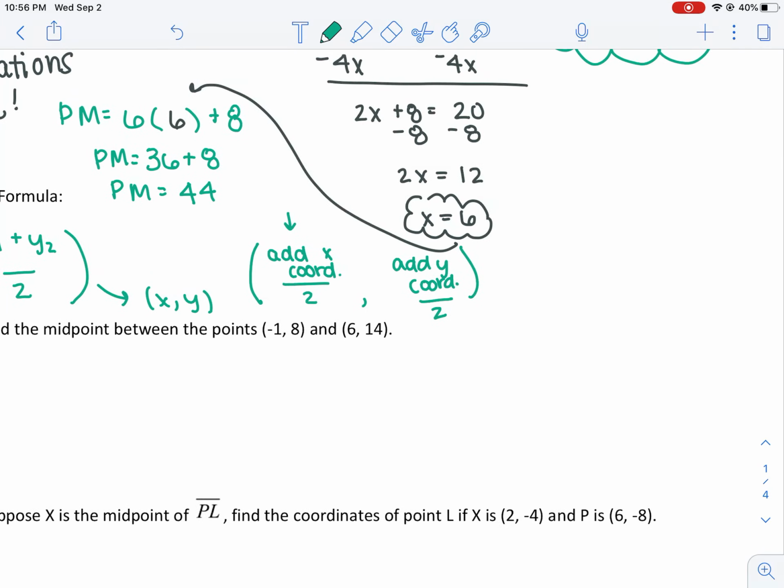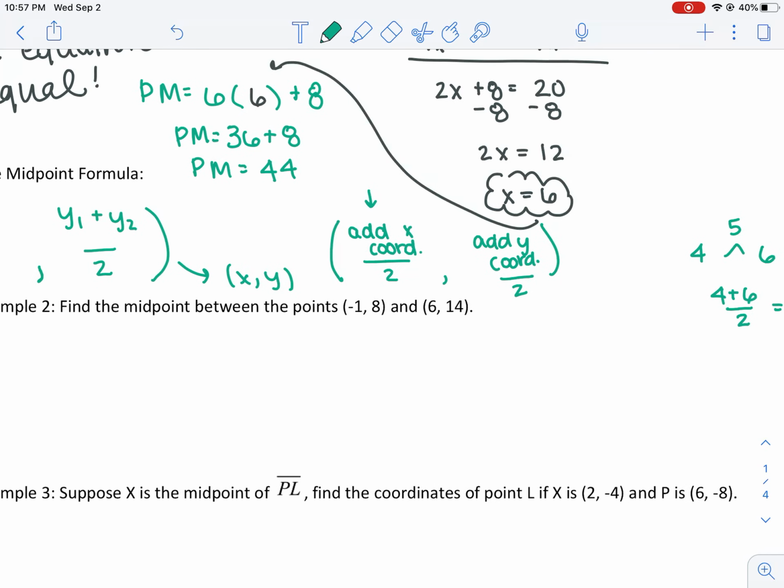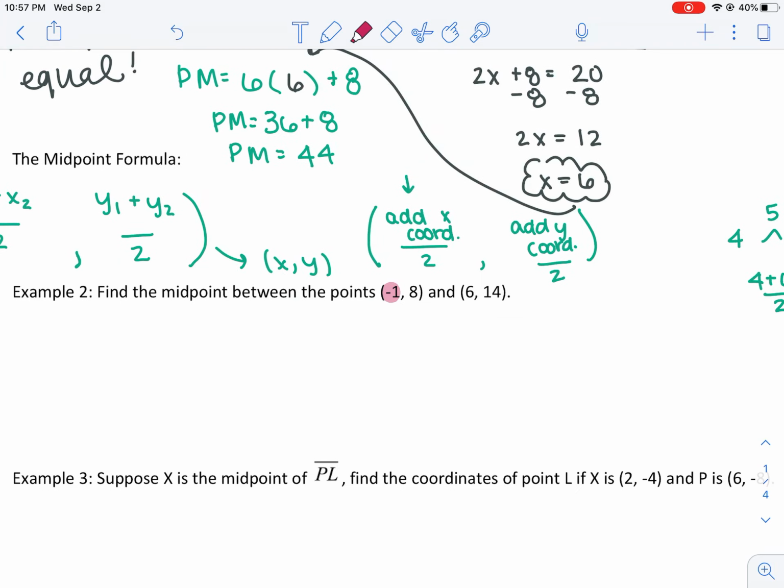Because I showed this yesterday, if I'm trying to find the number right in between 4 and 6, obviously it's 5. But if I added them together, 4 plus 6, and divided by 2, that would be 10 divided by 2, 5. So I know right in between here is 5. So that's what I'm doing, okay? But with 2 points. So here, I've got my x values for these points. I want to find the midpoint between these 2 points.